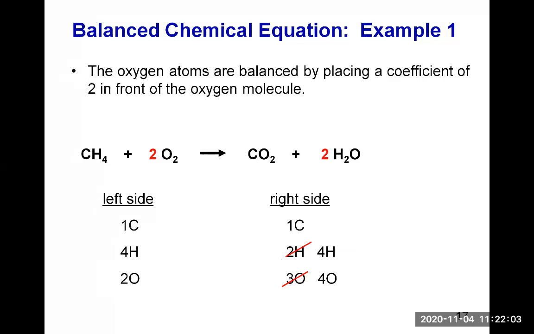So the oxygen atoms are balanced by placing a coefficient of 2 in front of the oxygen molecules on the reactant side, because we have 4 oxygen atoms on the right side and only 2 on the left side. So we want to make it the same number. And so by having a coefficient of 2 in front of O2, this will allow us to have 4 oxygen atoms on the left side, because you multiply the coefficient by the subscript of 2. 2 times 2 is 4. So that's going to be 4 oxygen atoms on the left side now. And we can see now that the equation is balanced, because we have the same number of atoms of each kind on both sides of the arrow.